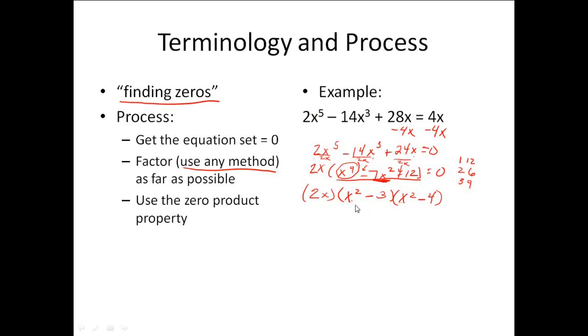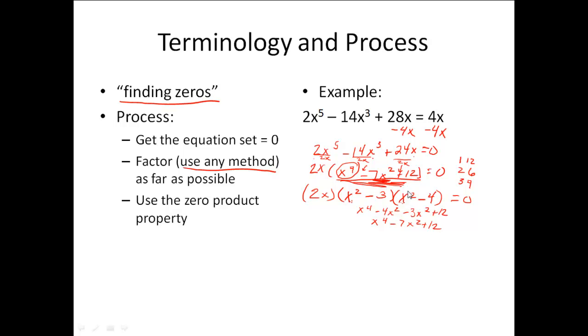Now as I FOIL this back out, my first is going to give me x to the fourth, outside would be minus 4x squared, inside would be minus 3x squared, and last would be plus 12. That would be x to the fourth minus 7x squared plus 12, which is what I have in this set of parentheses right up here. So I've got it factored. And now, as I look at this, it's still all set equal to 0. I can stop factoring here.